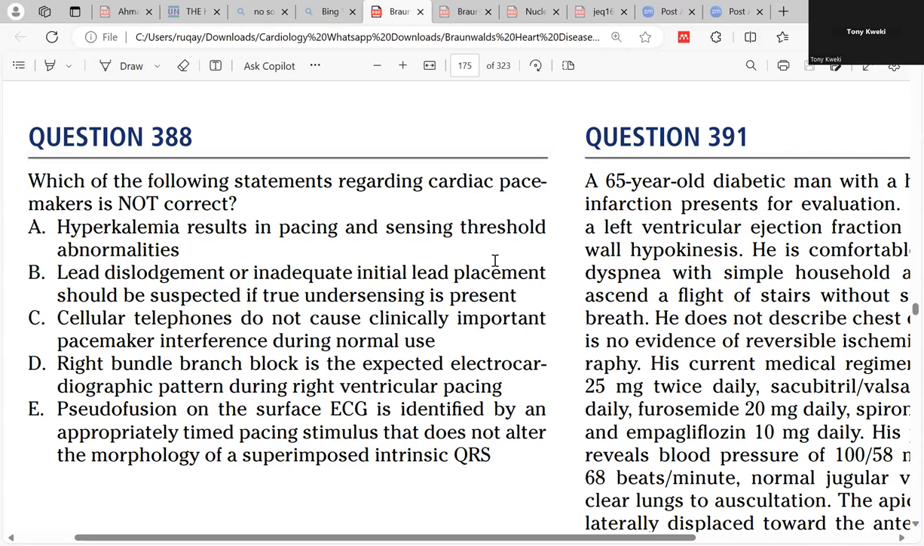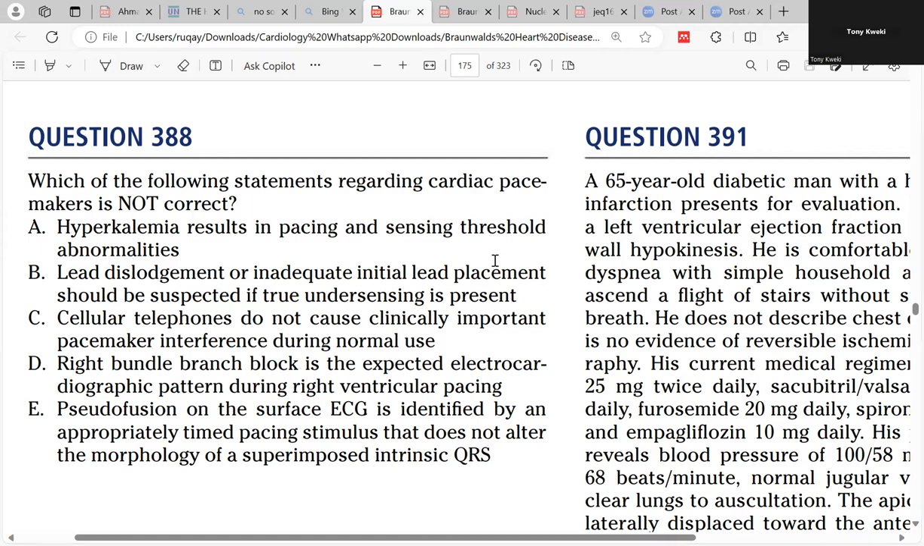So D, right bundle branch block is the expected electrocardiographic pattern during right ventricular pacing. This is false. Since the right ventricle is being paced, it's a left bundle branch block pattern that would be expected. So D is false. So this is the incorrect answer, and this is the answer for the question.